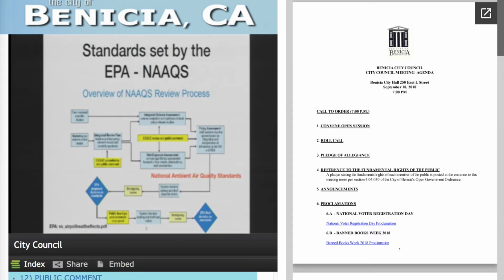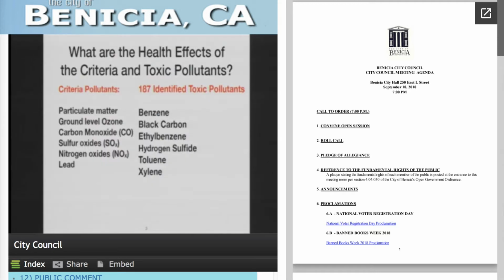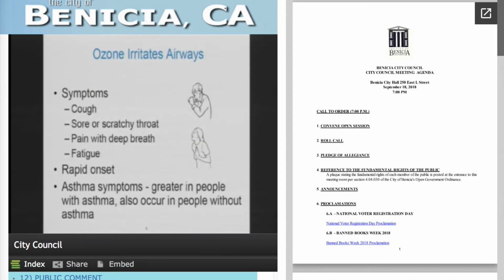Okay, the levels of pollution that affect our health are set by the National Ambient Air Quality Standards, NAAQS, of the Environmental Protection Agency. They have a review process that includes scientific studies, risk exposure assessment, public comment, interagency review, etc. What are the health effects for criteria and toxic pollutants? They are particulate matter, ground level ozone, carbon monoxide, sulfur oxide, nitrogen oxides, lead, benzene, black carbon, ethylbenzene, hydrogen sulfide, toluene, and xylene. Ozone irritates airways.